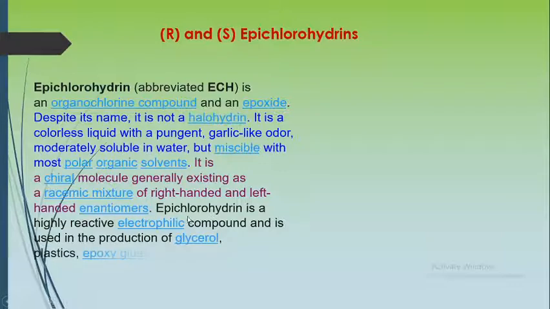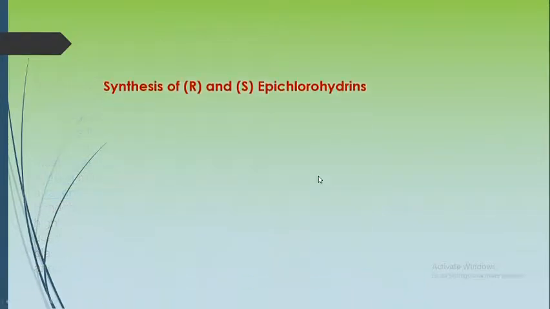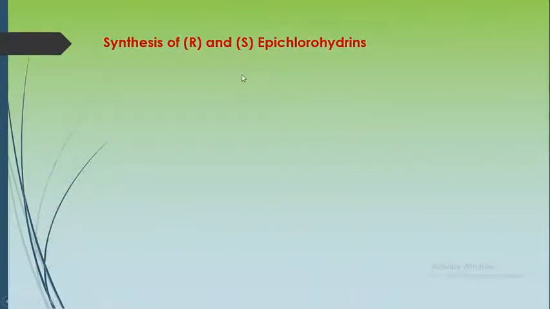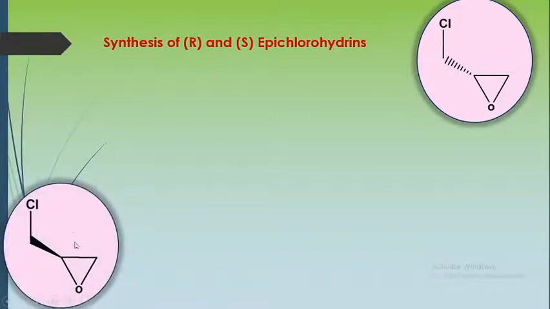Epichlorohydrin is a highly reactive electrophilic compound and is used in the production of glycerol, plastics, epoxy glues and resins, and also epoxy diluents and elastomers. The structures for the R and S epichlorohydrins are like this. So let's start the synthesis of R and S epichlorohydrins. This is the structure for S-epichlorohydrin and this is the structure for R-epichlorohydrin.